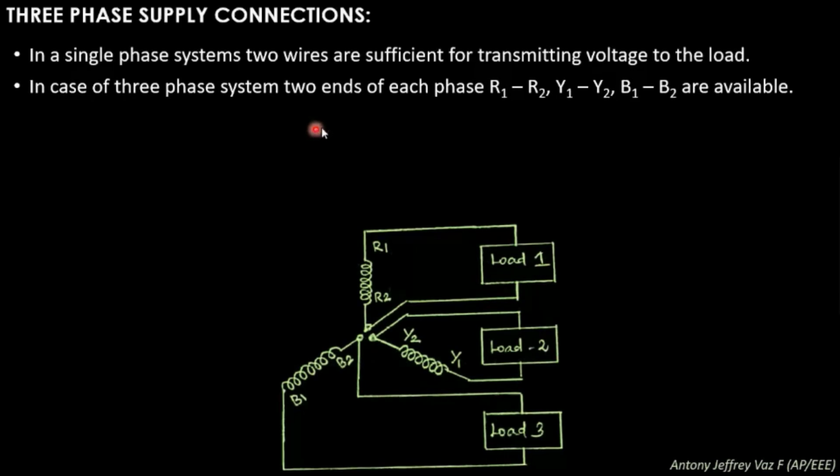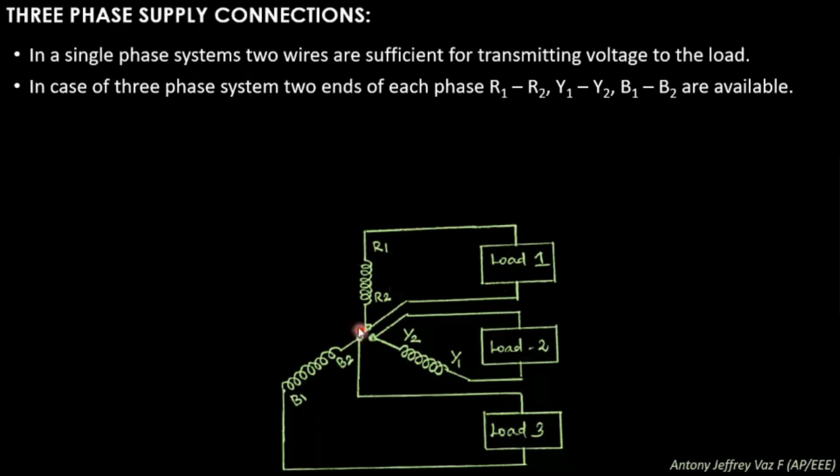In case of three-phase systems, two ends of each phase R1, R2, Y1, Y2, B1, B2 are available. So, in a three-phase system, there are three coils. These three coils are known as phases. If you take this coil, you have two ends, named R1 and R2. Similarly, on taking this coil, you will have two ends named Y1 and Y2. Similarly, there are other two ends known as B1 and B2. So, this type of system is known as a three-phase system.